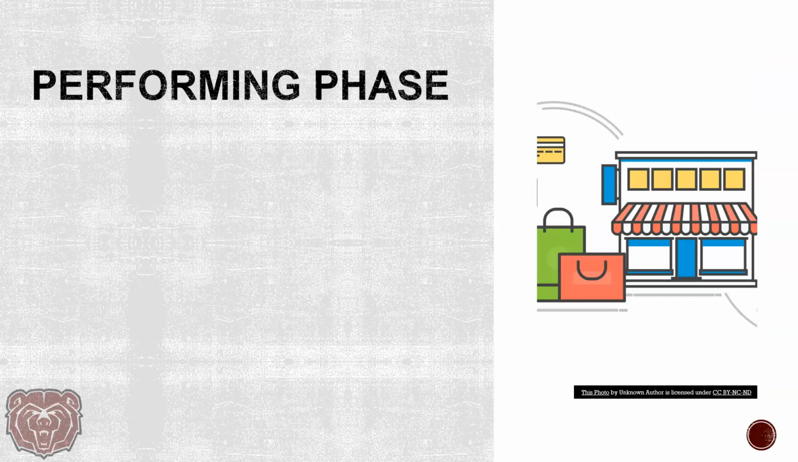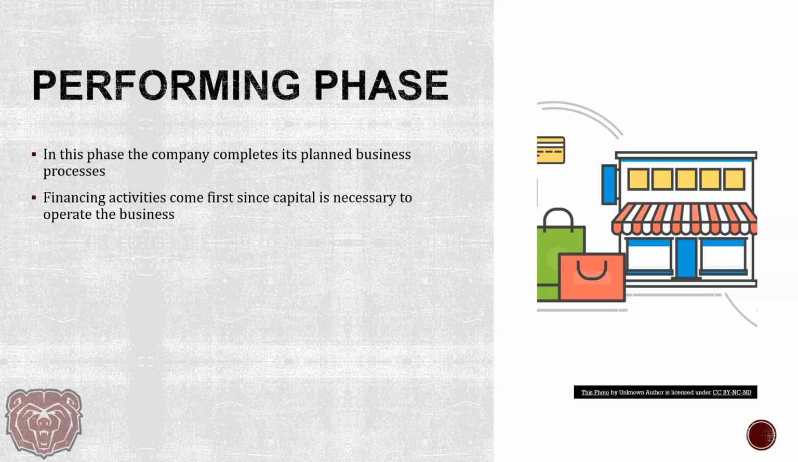The next phase is the performing phase. This is where we, as a company, complete the planned business process, right? So we've set out a strategic plan, we've set out an operational plan. Now we're going to perform that plan. In this instance, we have financing activities that come first. Remember, we talked about the 3 different types of activities: operating, financing, and investing. We're going to have financing activities come first because we've got to generate the capital necessary to invest in the operations of the business. So the investment activities come second. That's when we're purchasing or leasing operating infrastructure.